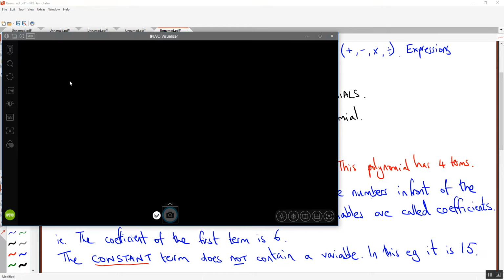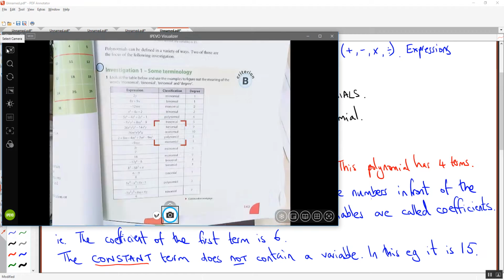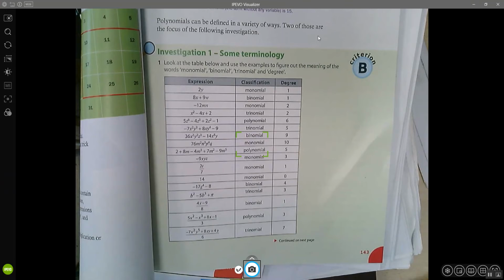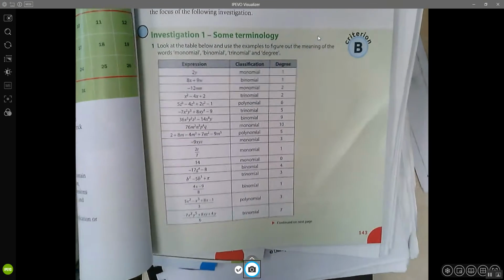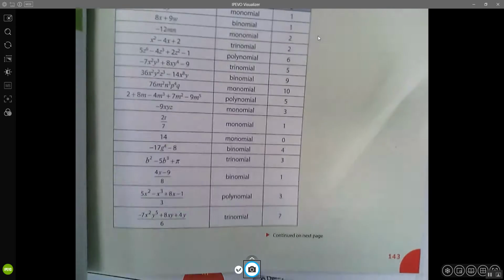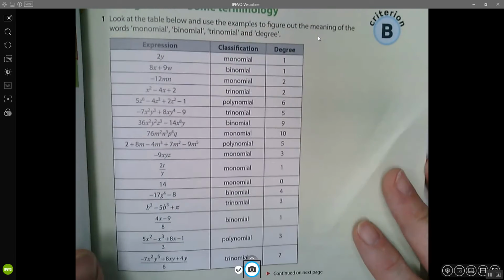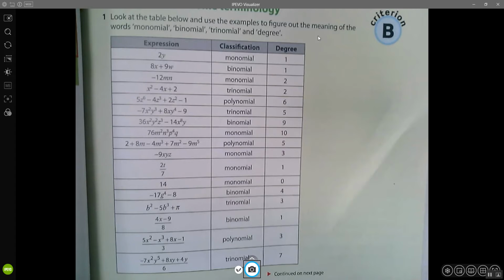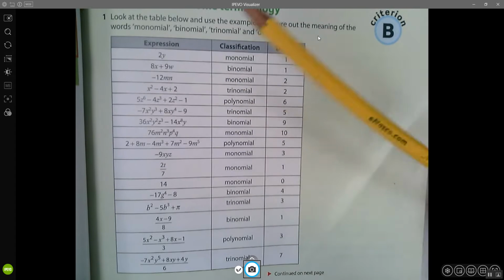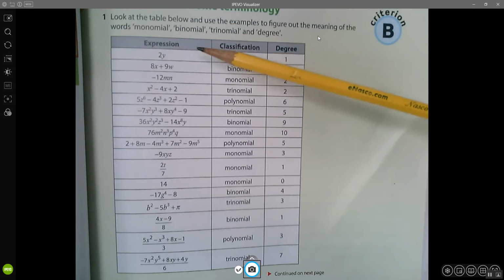Okay, so we're done. It was good. Okay, so we're looking at the following, on page 143. And you're going to do this, but before you do, we will just have a quick look at some of the things here. Can everybody see at least on the board or in their book?